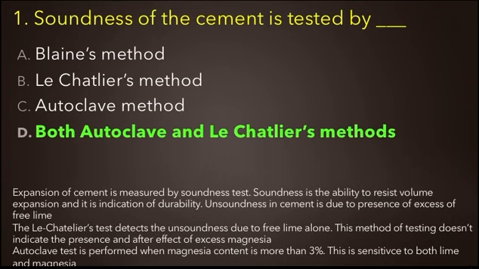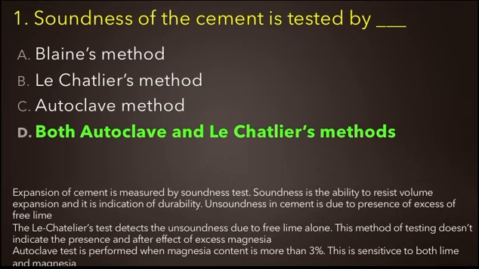Soundness is the ability to resist the volume expansion, and it is the indication of durability. Unsoundness in the cement is due to the presence of excess free lime. The Le-Chatelier's test detects the unsoundness due to free lime alone. This method of testing does not indicate the presence and after effect of excess magnesia. Autoclave test is performed when the magnesia content is more than 3%, and this is sensitive to both lime and magnesia.